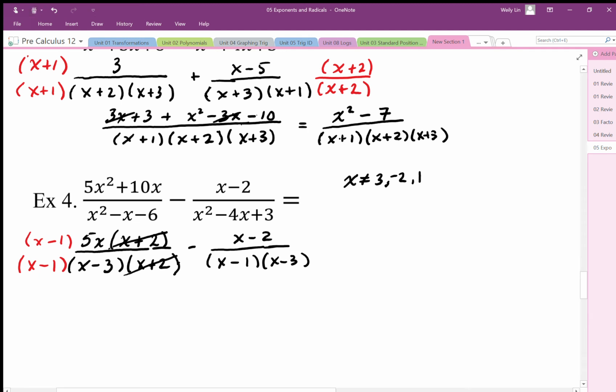Now, it's not wrong if you forget to do this. It's just you're dealing with a much bigger denominator, and you're going to have to factor at the end, which is going to be sometimes very hard. Okay, so this is way easier to simplify first. Okay, so we end up with 5x squared minus 5x minus, and I make sure I put it into brackets whenever I have a minus, because it's going to be minus x minus minus 2. So that's actually really a plus 2.